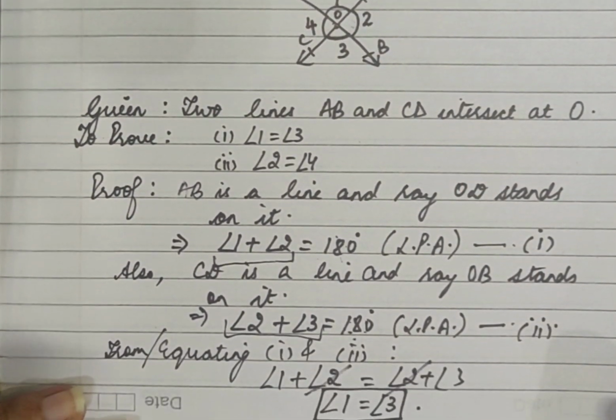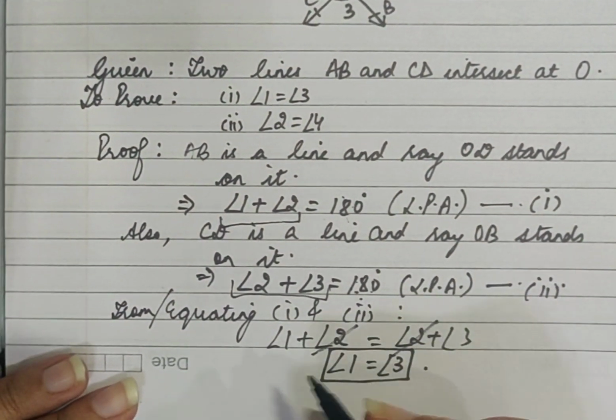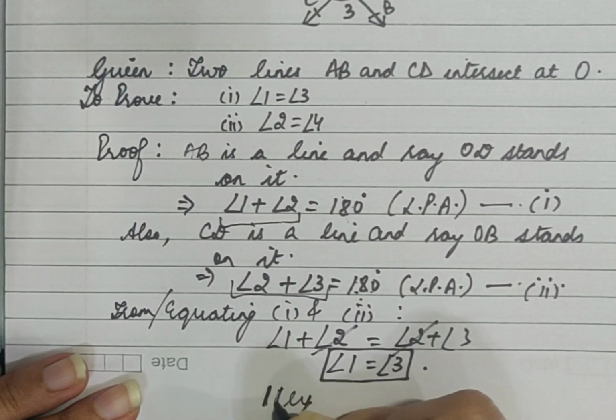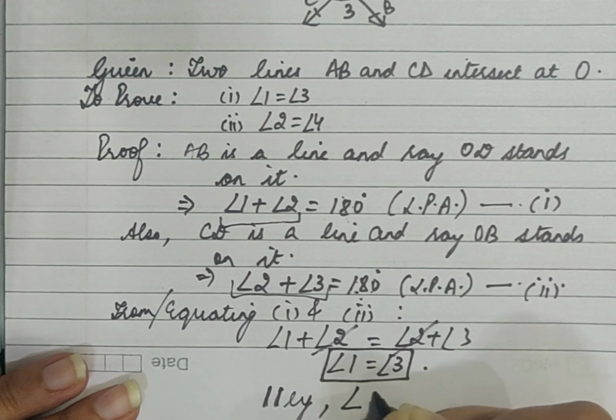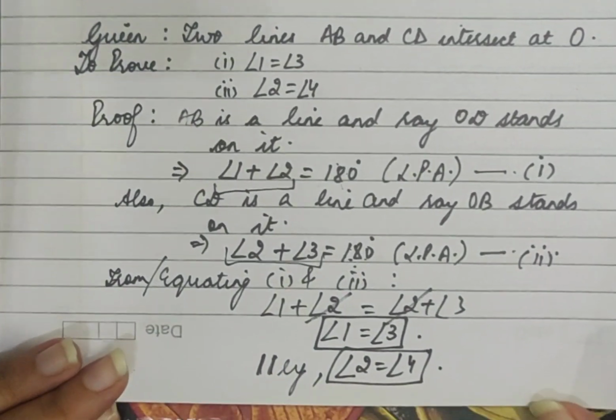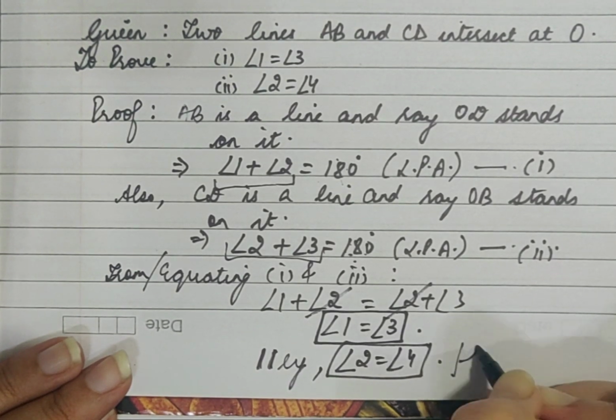Or simply you can write similarly. This is the sign of similarly. Angle 2 is equal to angle 4. And at last you have to write hence proved.